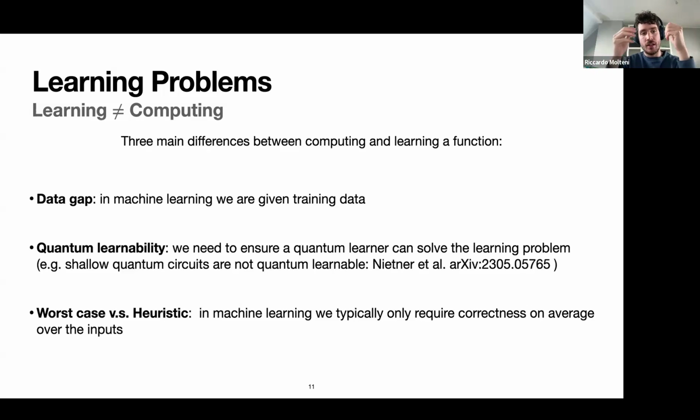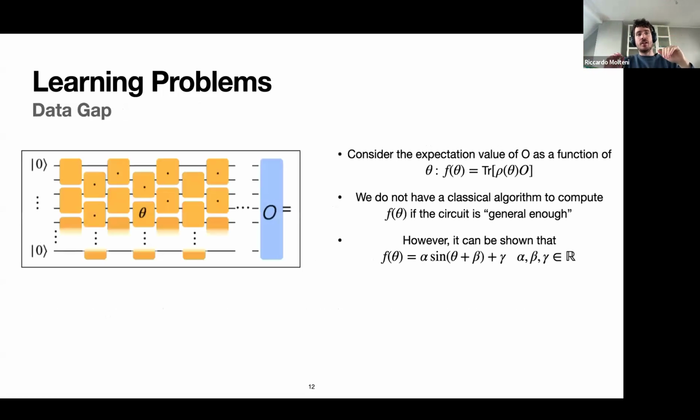And the last thing is that when we talk about complexity theory, we usually are interested in the worst-case scenario, so the algorithm has to work for all the x's. Whereas in machine learning, we typically only require correctness on average, right? In the formula that I gave you before, it just has to output, on average, a function which agrees with the unknown concept.